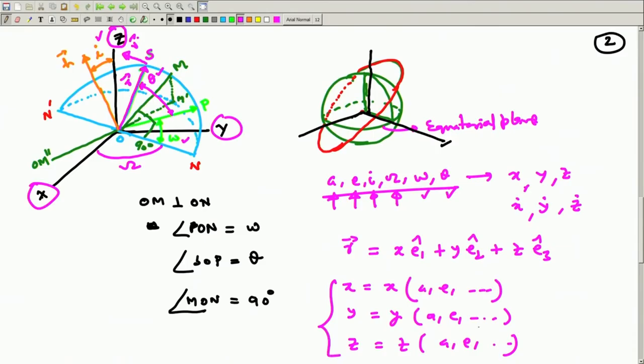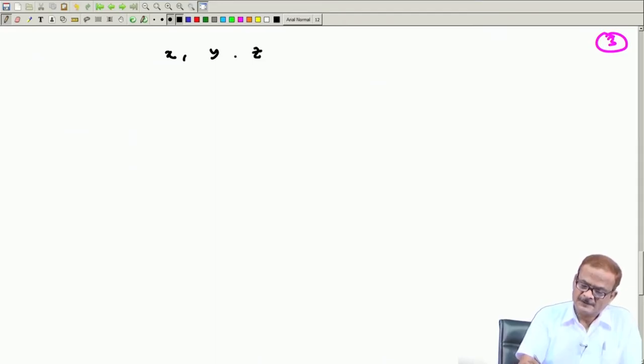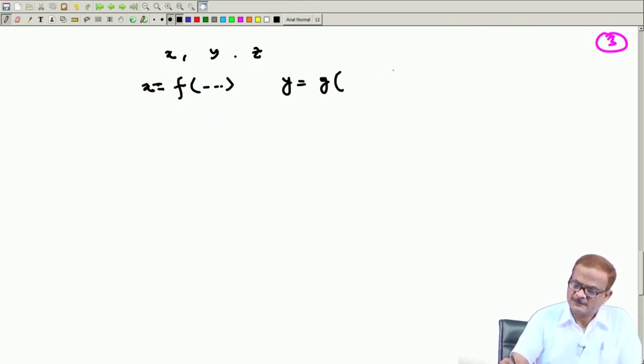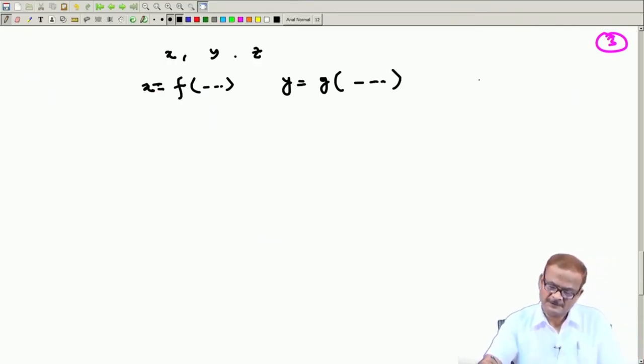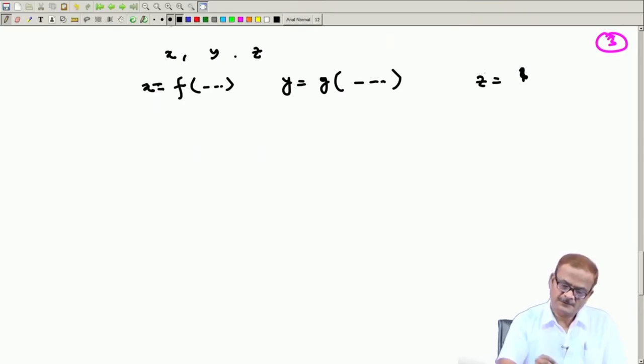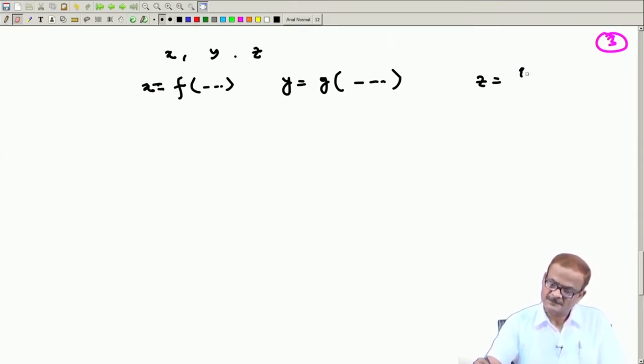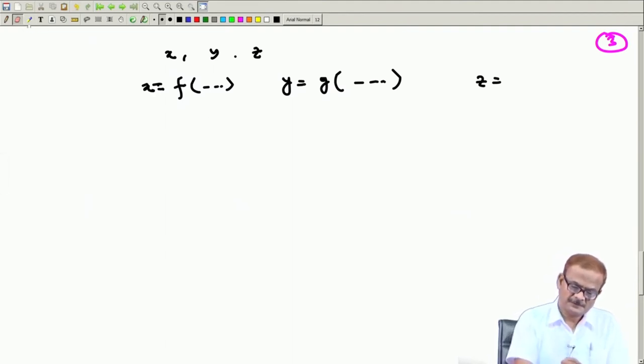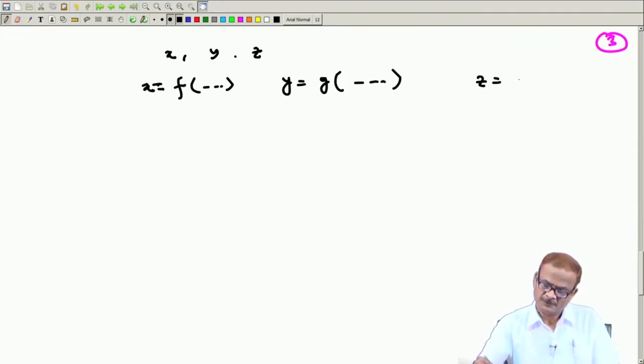So, once we get it here in this format, after getting this x, y and z, we are getting x as a function of all other elements, similarly y as a function of all the other elements, and z as a function of, let us say this notation will change, write this as a function of p and all other elements.